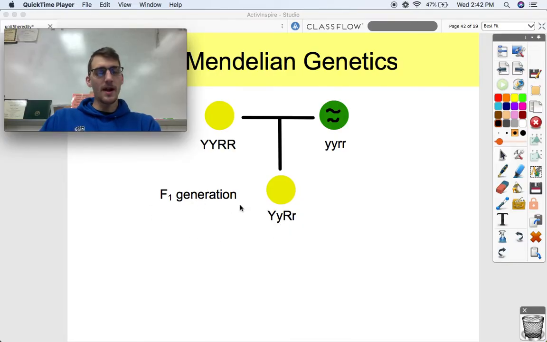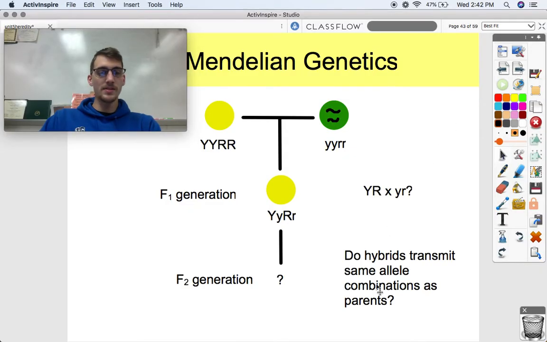Okay, so here's our F1 generation. But what happens when we cross-pollinate the F1 generation? Okay, so here's the question I have for you. Do the hybrids transmit the same allele combinations as the parents?